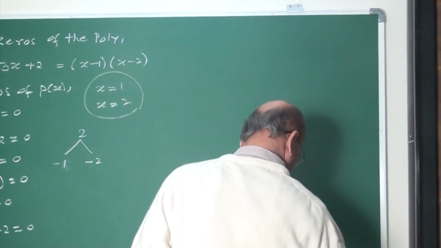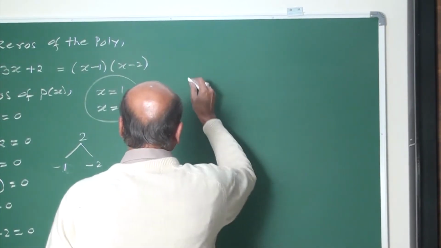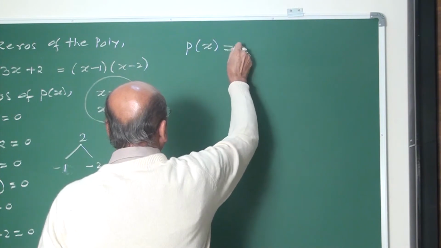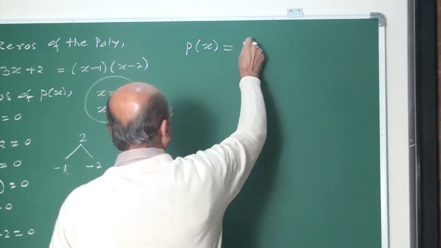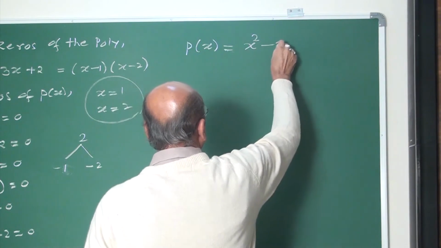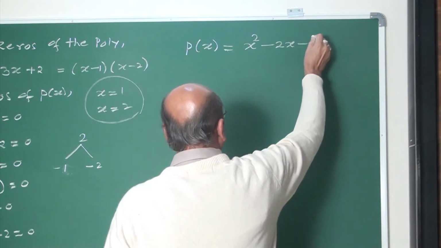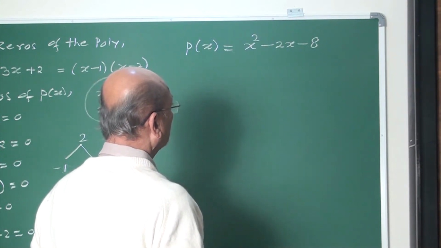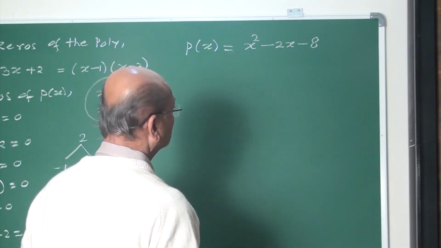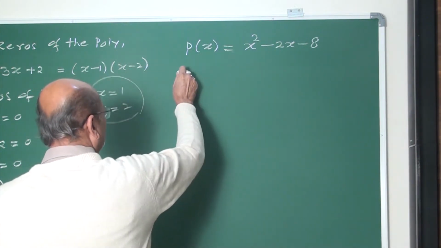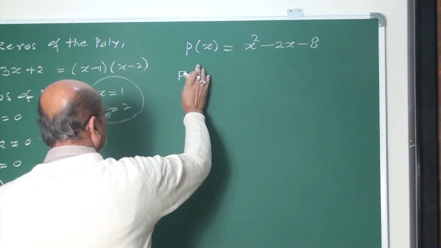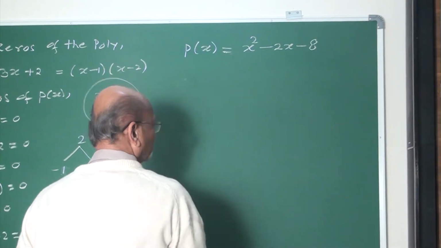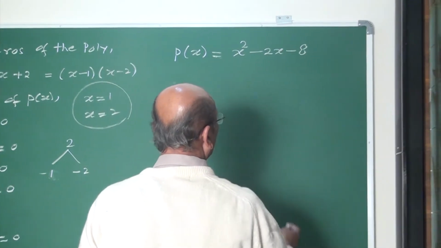Yes, my friends. Second example: p(x) equal to x square minus 2x minus 8. Yes, my friends, I like this. Otherwise, when I go with finding the factors, another method, whichever you like, you do it.